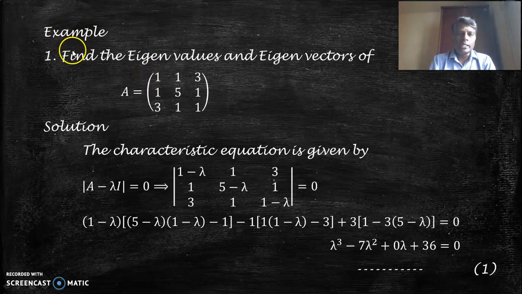Now we find the eigenvalues and eigenvectors of the given matrix A. This is also a 3 by 3 matrix, a matrix of order 3. The characteristic equation is given by the determinant. We must find the characteristic equation for the Cayley-Hamilton theorem and for the eigenvalues and eigenvectors. On the expansion of this determinant, we get λ cube minus 7 λ square plus 0 λ plus 36 equal to 0.